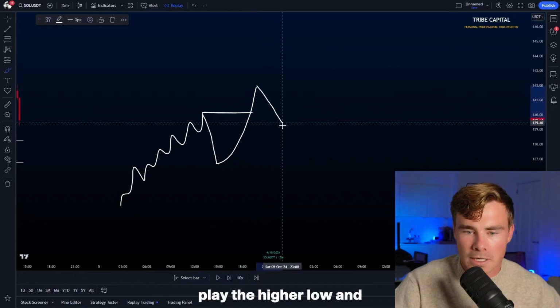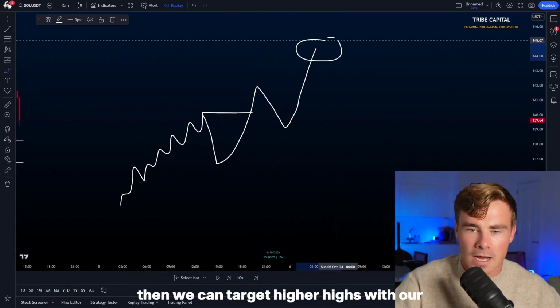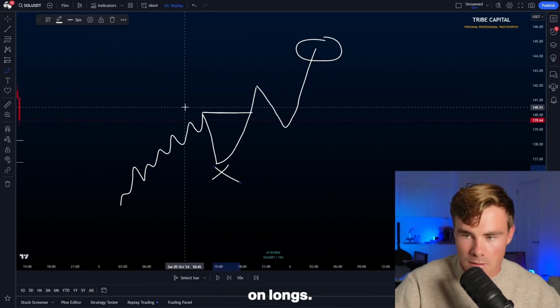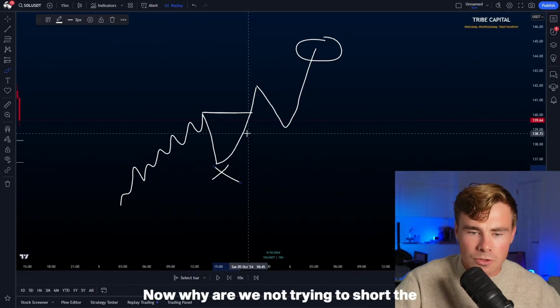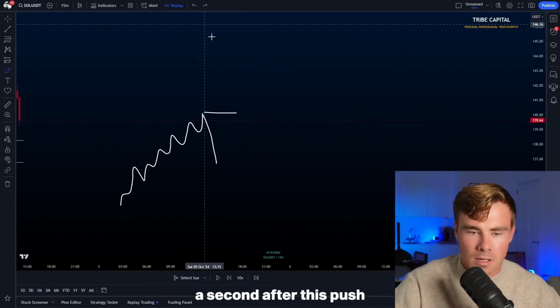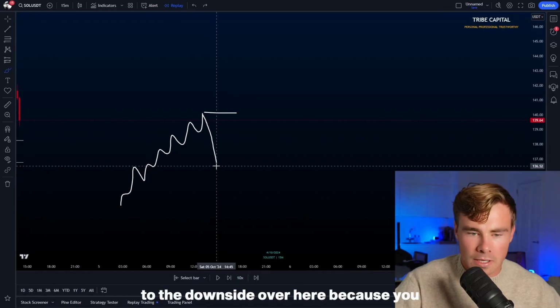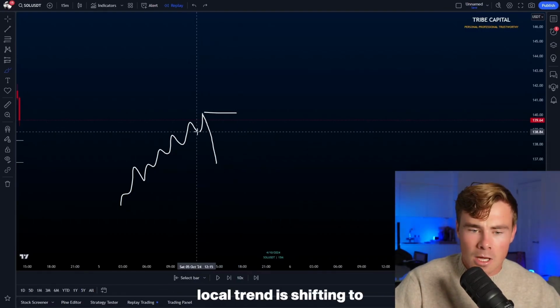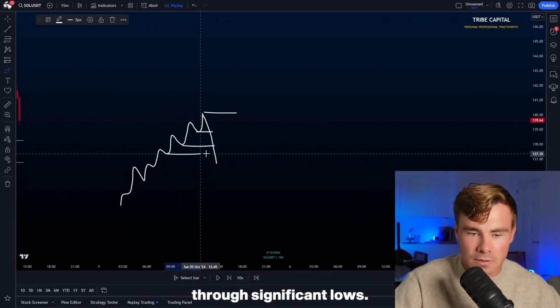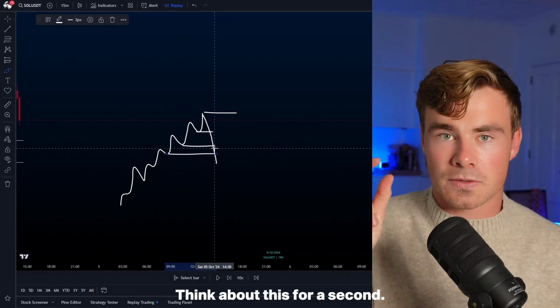Then we can play the higher low, and then we can target higher highs with our invalidation over here, making massive profit on longs. Now, why are we not trying to short the price when we go back for a second after this push to the downside over here? Because you can say, okay, but Jip, the local trend is shifting to the downside because we are breaking through significant lows. Think about this for a second.